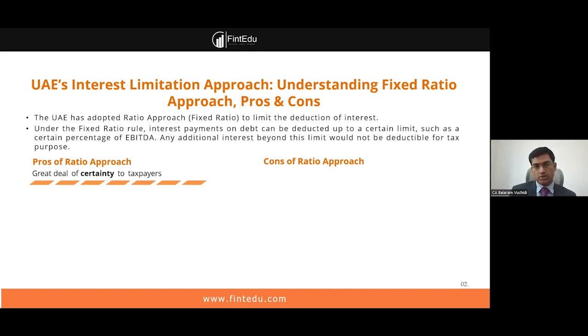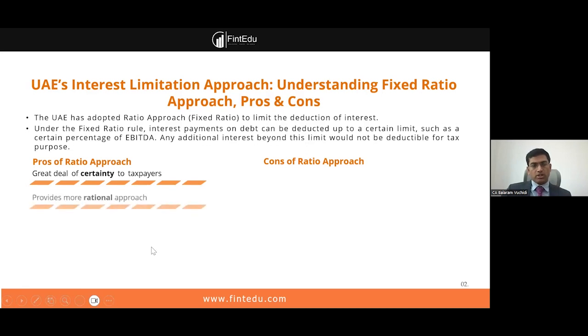Under a fixed ratio rule, interest payments on debt can be deducted up to a certain limit, as I mentioned, such as a certain percentage of EBITDA. Any additional interest beyond this limit would not be deductible for tax purposes. Of course, you can have different rules based on country. But in the UAE, we have 30% and then 10 years as a period to carry forward.